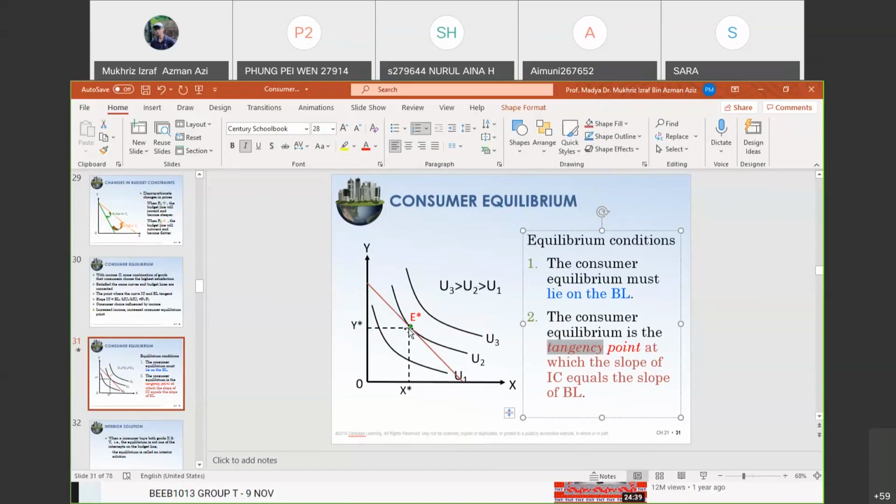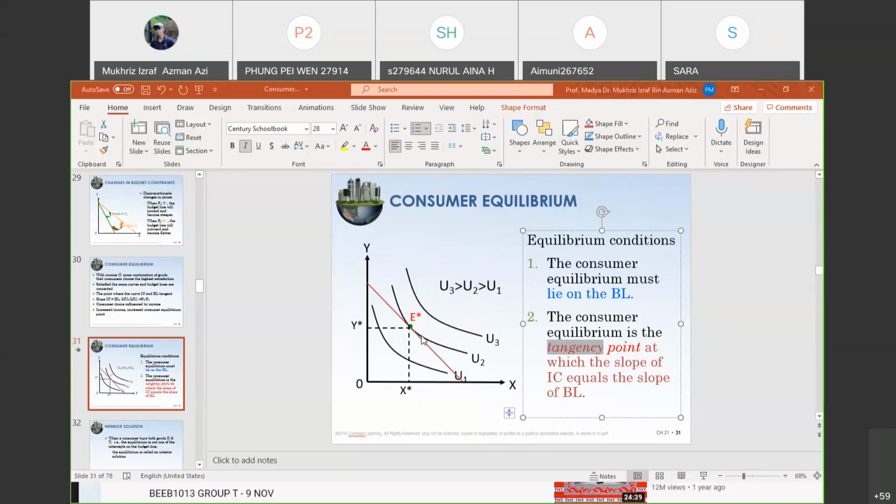So it just barely or merely touches one point on the indifference curve. It cannot cross. You cannot say that, I mean, if this budget line, let's say, crosses this curve, it does not mean tangent. Tangent means the line only touches any point of the indifference curve without crossing the indifference curve. So in this scenario, the consumer is at equilibrium at point E.